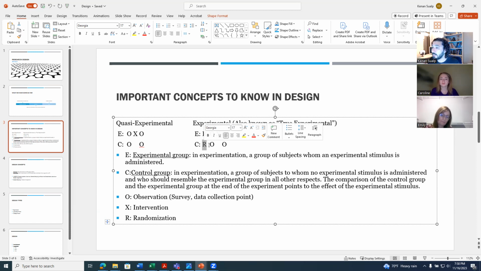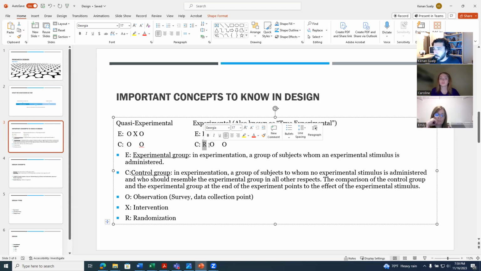Random assignment is in the design section. Again, I have my sample. I'm pulling from my sample and putting it to either the experimental group or control group. If I'm doing this randomly, that's random assignment. And that's the difference between true experimental and quasi-experimental. If I'm doing this randomly, then I have true experimental design. If I'm not doing this randomly, then I have quasi-experimental design.